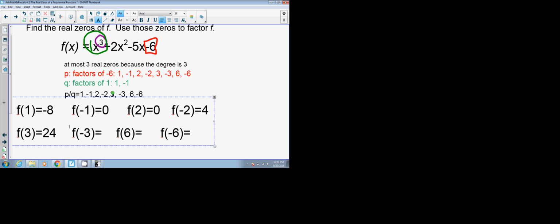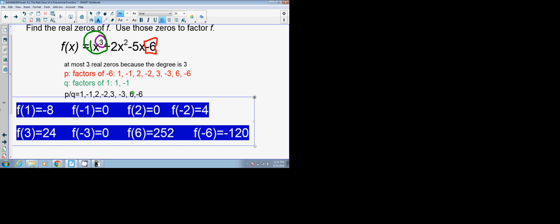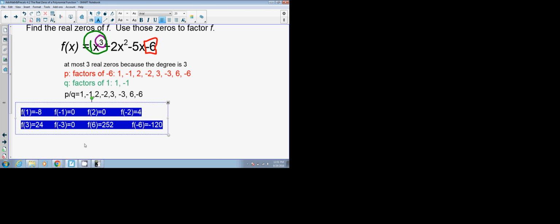And then in the interest of time, I'm going to just enter these values that I found previously. F of negative 3 is 0. F of 6 is 252. And then f of negative 6 is negative 120. So these are the values for each of the possible zeros that could exist.